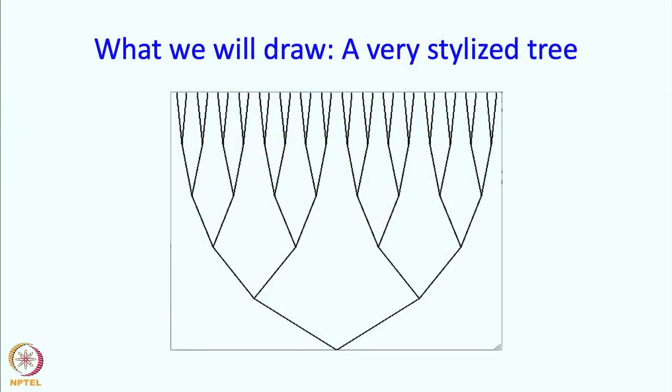Okay? Okay, so what are we going to draw? Here is a picture of a very stylized tree. You can think of it as a tree that perhaps somebody who does modern art might draw. It is actually very pretty, and there are some bushes that grow in Africa which look like this. But anyway, this is what we want drawn. And you can see that this does have recursive structure.